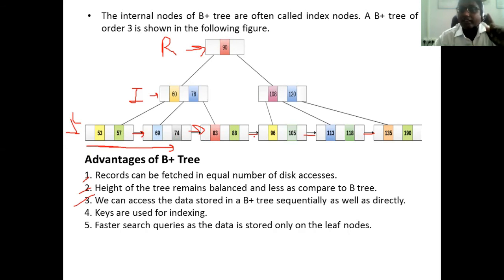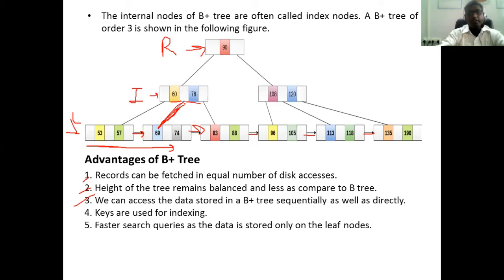As well as we can access the data in a randomized way, if you know the key value. Suppose you want the data 69. You already know here is a key value 60 and here is a key value 78, so 69 lies between them, and you can access it. So in a B plus tree, we can access the data directly as well as sequentially.